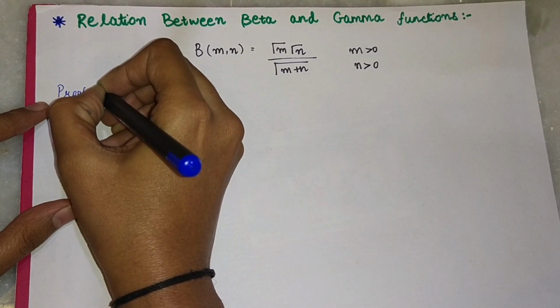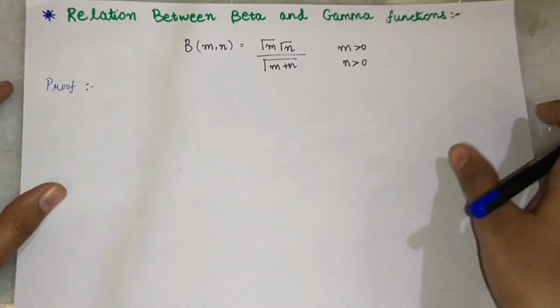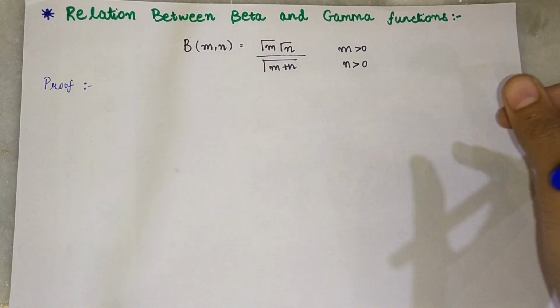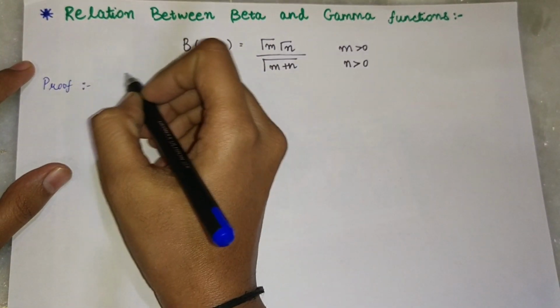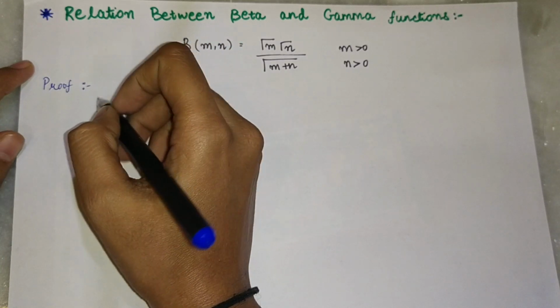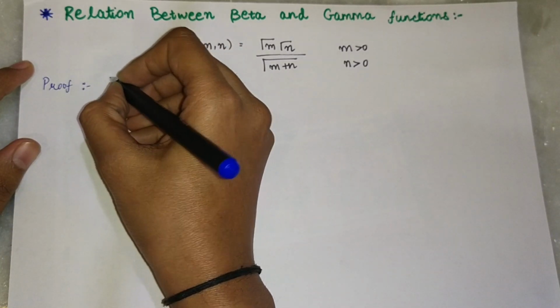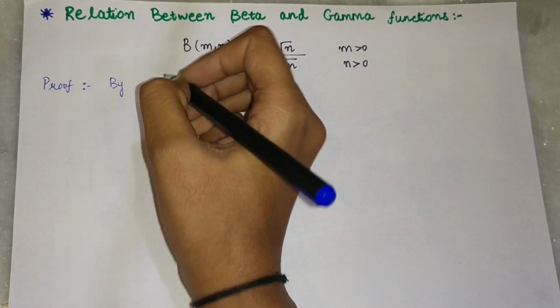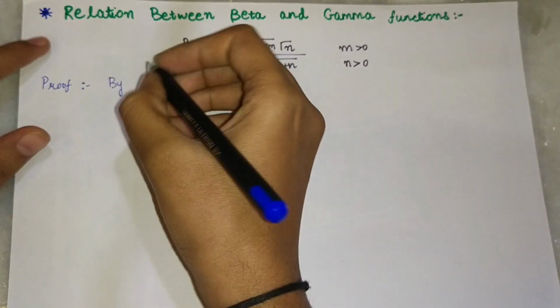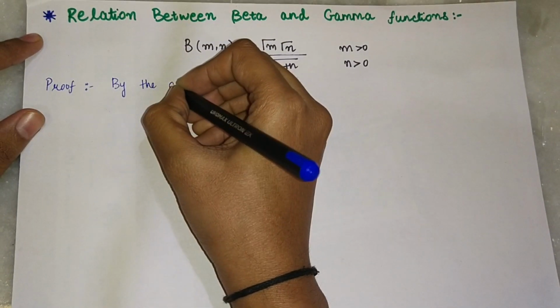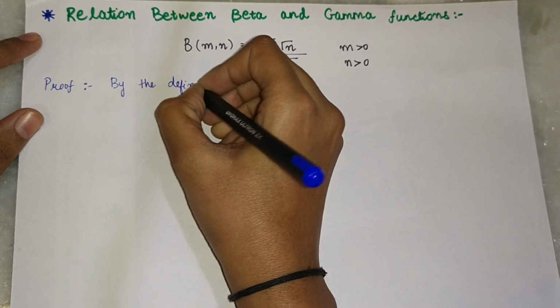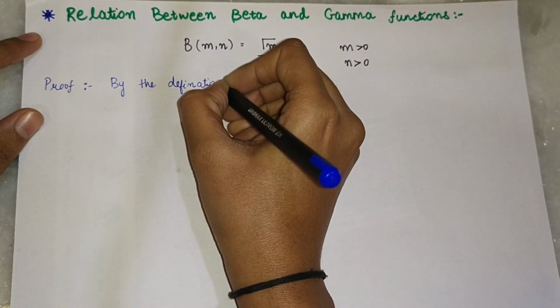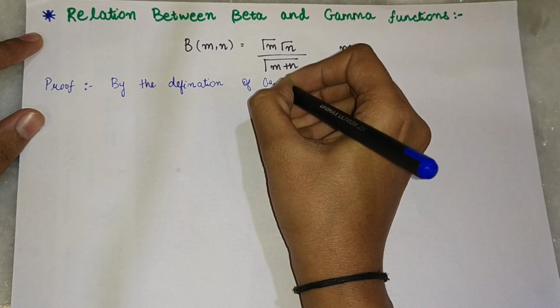This can be asked in your exam: prove the relation between beta and gamma functions. So during that time you have to show the proof. Okay, so for that, first of all, by the definition of gamma function, which we have seen in the previous lectures.